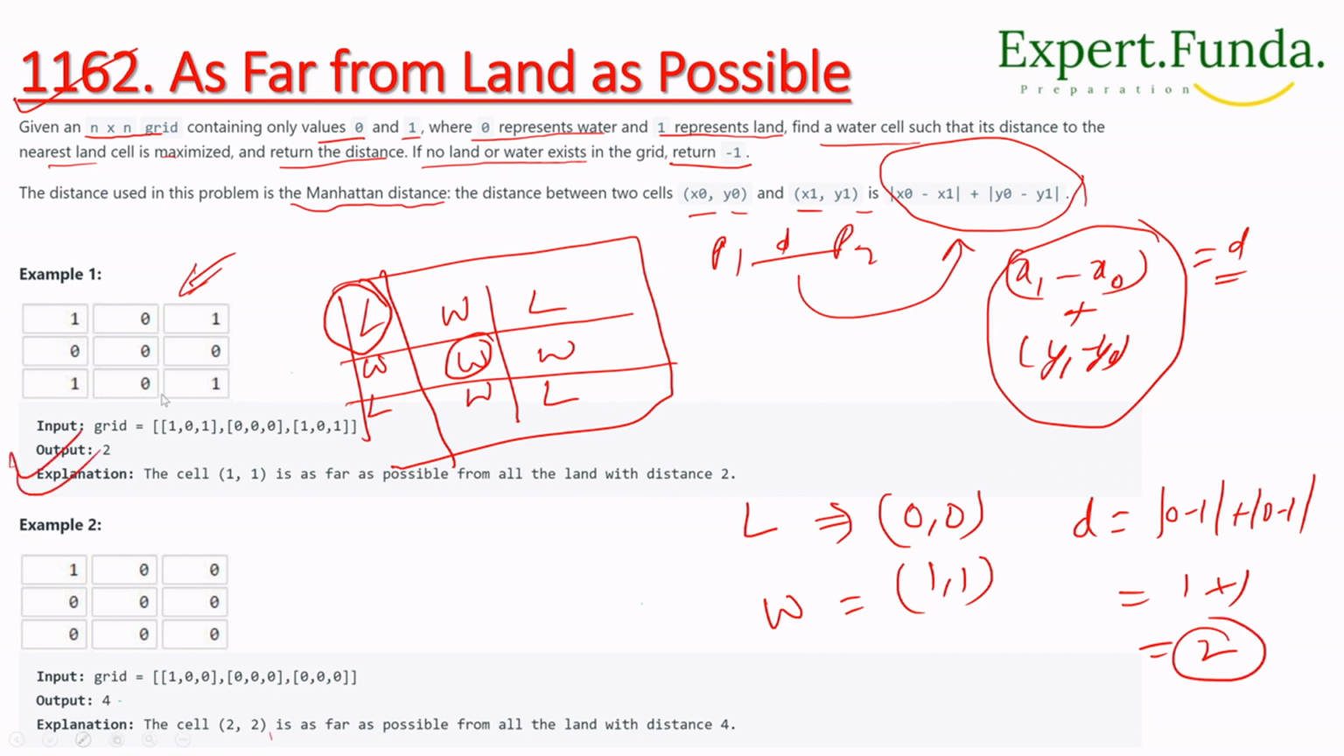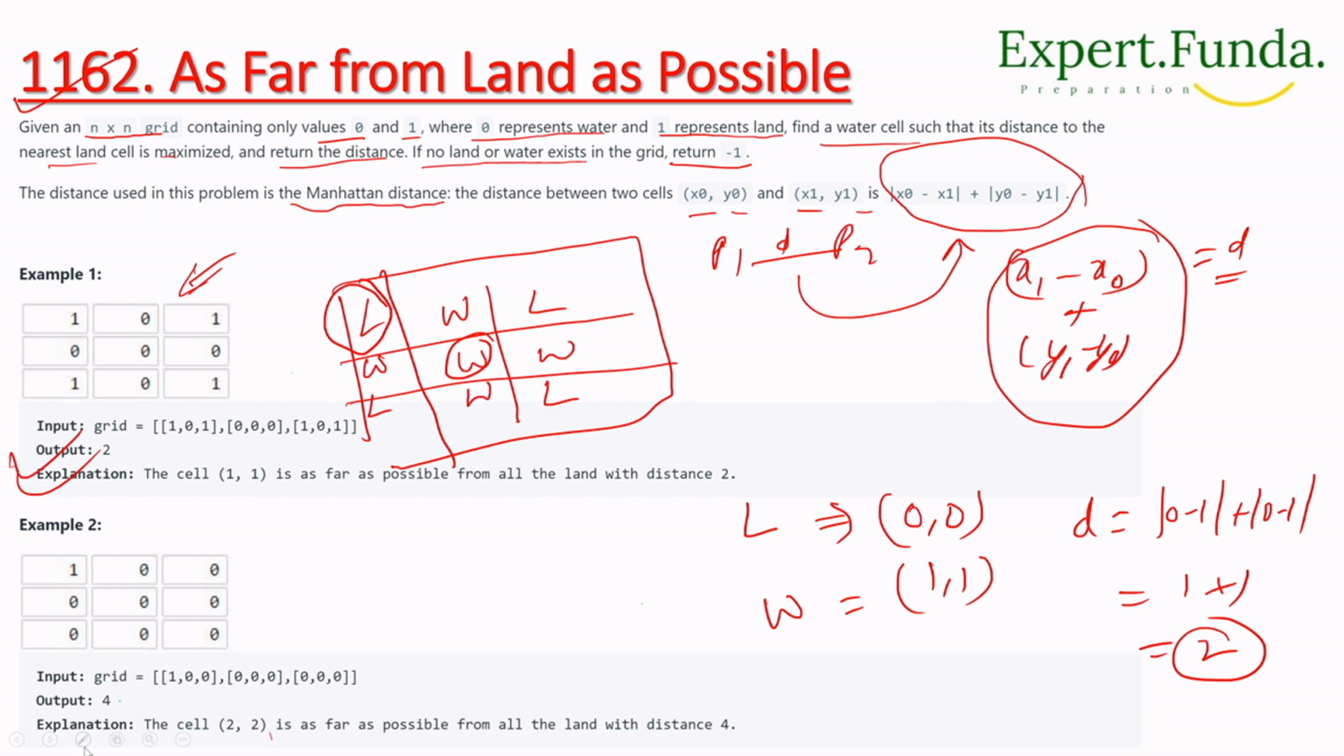So the maximum distance we can find is this. If you try to find any other distance, you can try it. The maximum distance you have to find from all of these, checking one by one, and you have to find this one.